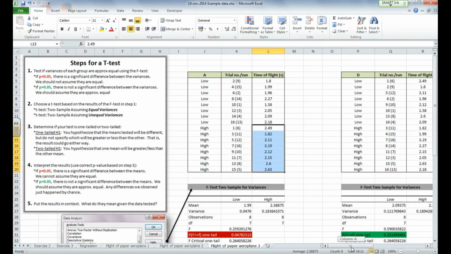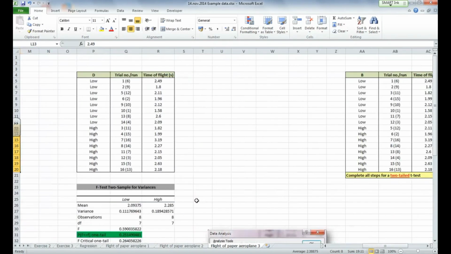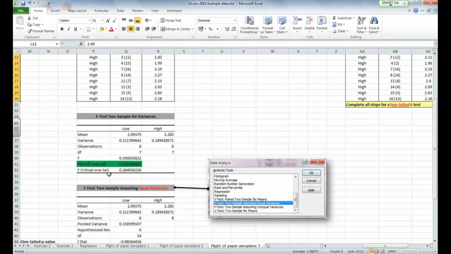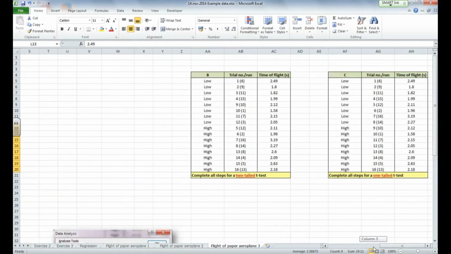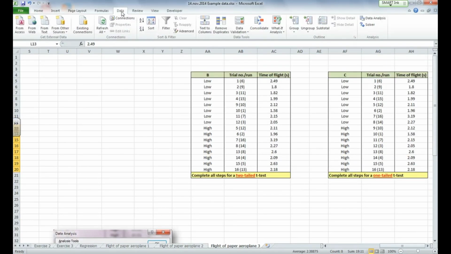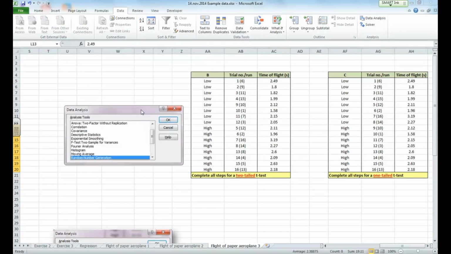Okay, so in order to do that, we're going to use something called an f-test, and I've given the example here with A and D, and I'm going to go ahead and work through example B since that one's not shown. So we need the data analysis tool pack, which I showed you how to add in with exercise 2. So data analysis, and we're going to look for the f-test, which is here. F-test two-sample for variances. Are they about the same or not?